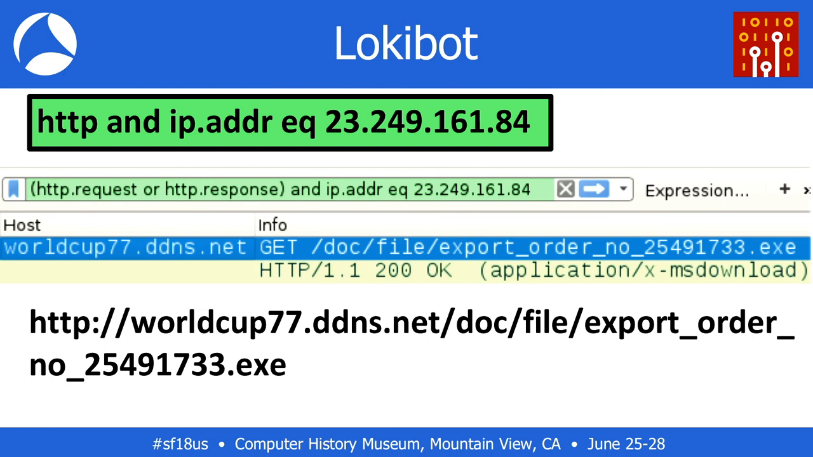And we can look at the URL. You could reconstruct the URL by using the host name and then putting the rest of the information after the GET. So this is what that URL would look like in a web proxy log.